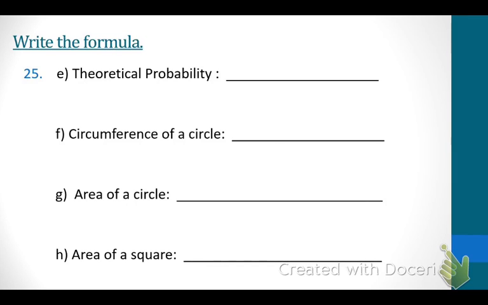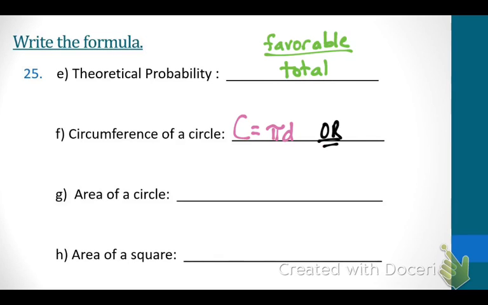Okay, problem E is asking for theoretical probability. What is that? Okay, favorable over total. Remember, favorable is what you are looking for over or divided by the total amount that's there. Next up, circumference of a circle. There's actually 2. Who can give me one of them? C equals pi times diameter. There's also another one, so you could do either one. Not 2 pi r squared, just C equals 2 times pi times r.